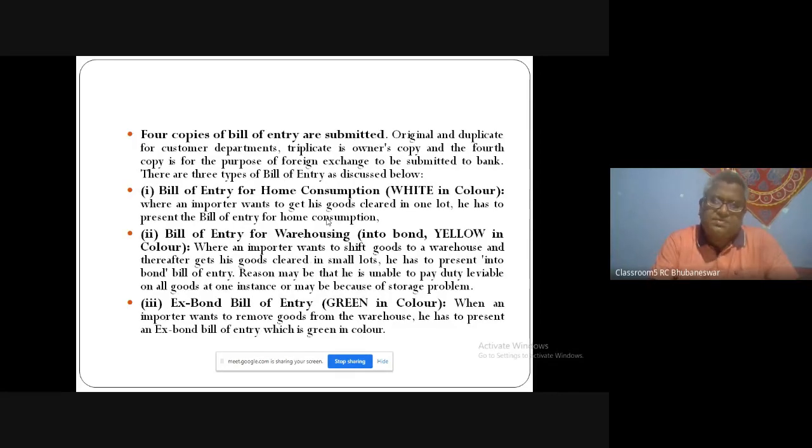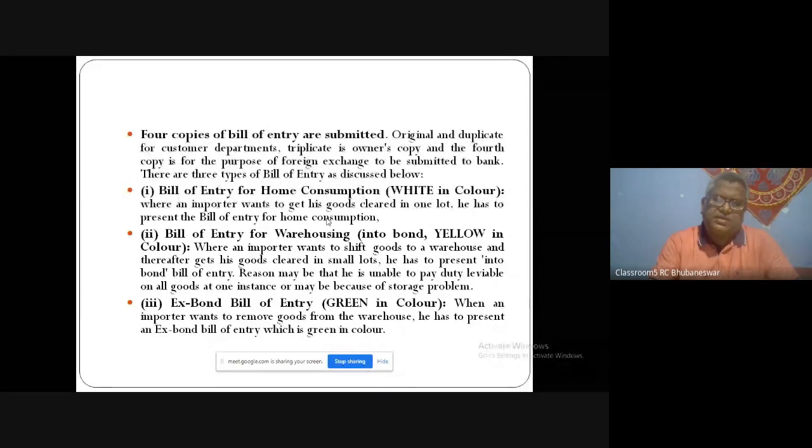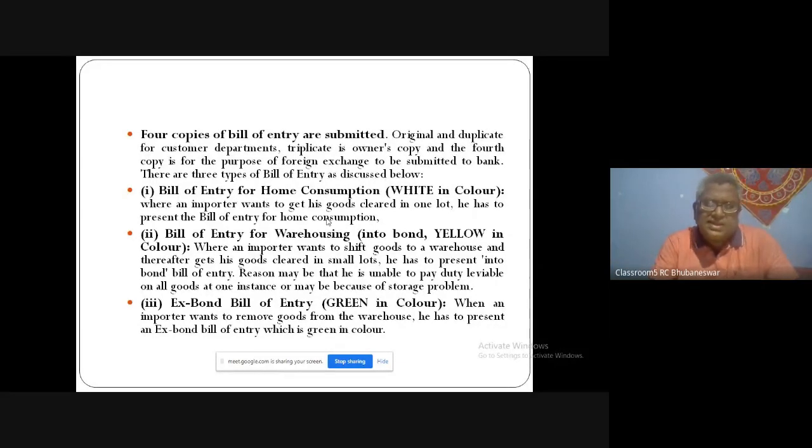Second, 4 copies of the bill are to be submitted to different departments, like foreign exchange, bank, and original and duplicate copies. What are these copies? One is white color, another is yellow color, another is green color. The white color document should be cleared and kept for your home consumption, like the importer's documents. If you take goods into a warehouse, the goods are to be shifted to a warehouse.